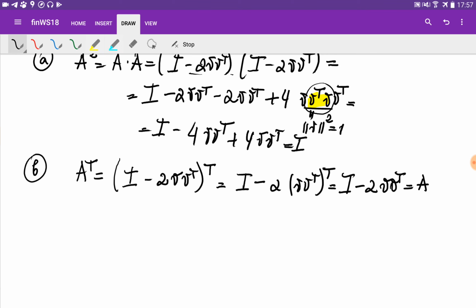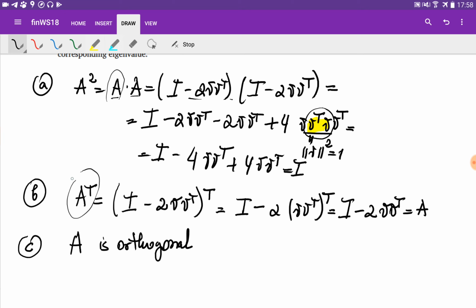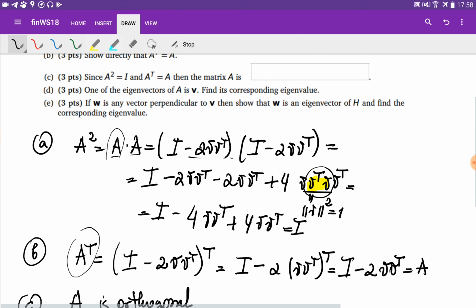So from the first equation, we see that A multiplied by A is equal to the identity. It means that the inverse of A is equal to A itself. At the same time, we can substitute one of these A's with A transpose. It means that the inverse of A is A transpose, which means that A is an orthogonal matrix. So when A is orthogonal, the transpose of this matrix is equal to its inverse.